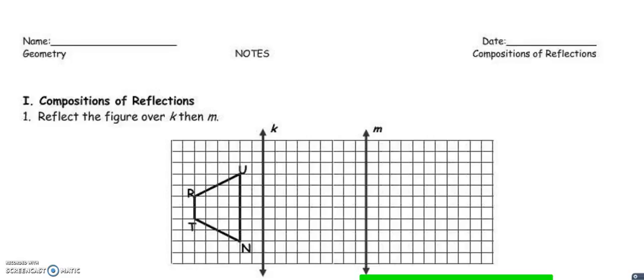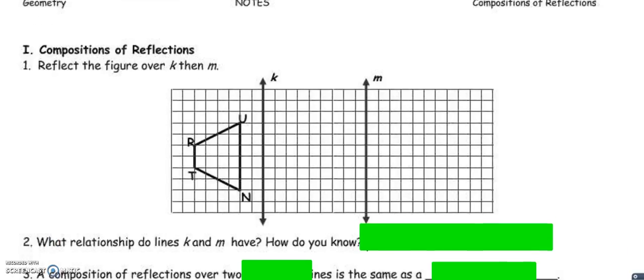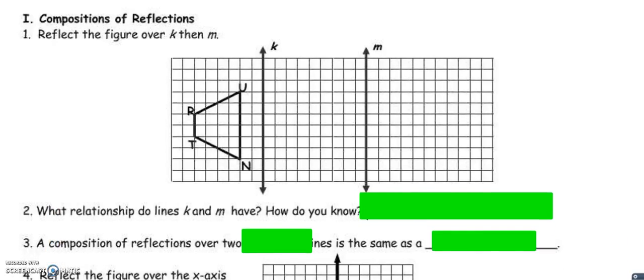We will be looking at compositions of reflections today in geometry. And when you have a composition of reflections, it means that you're taking more than one and putting them together. So for number one, it wants you to reflect the figure over K and then M. So you're actually making two moves.